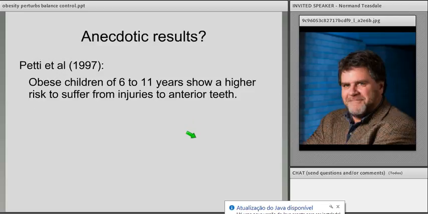Are these anecdotic results? Perry et al. a few years back showed that obese children 6 to 11 years old show a higher risk to suffer from injuries to anterior teeth, presumably because of falling.